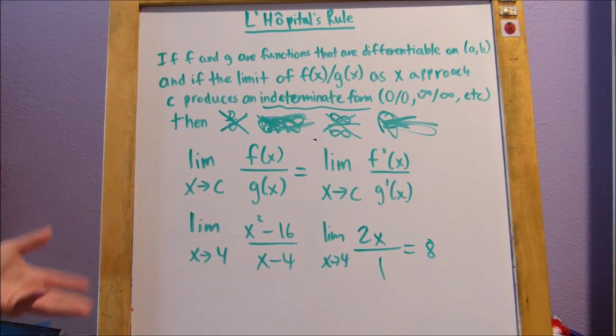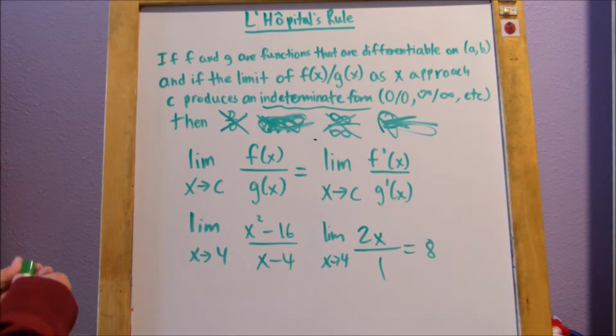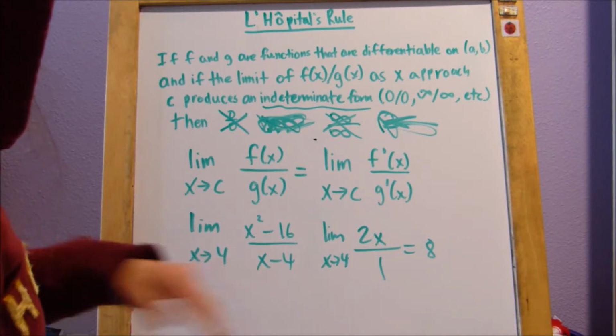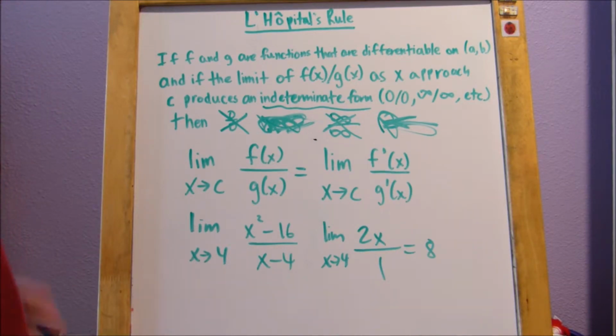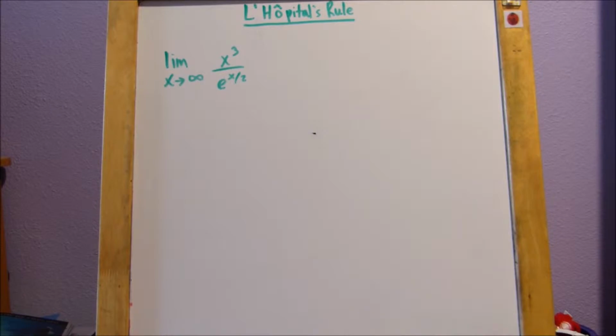You could use L'Hopital's rule as kind of like a backup, a check, because most of the time you only want to use it when you can't factor it, rationalize something, cancel stuff out, you know. Okay, so now let's do an example problem where you might have to take the derivative of the denominator and the numerator more than once.